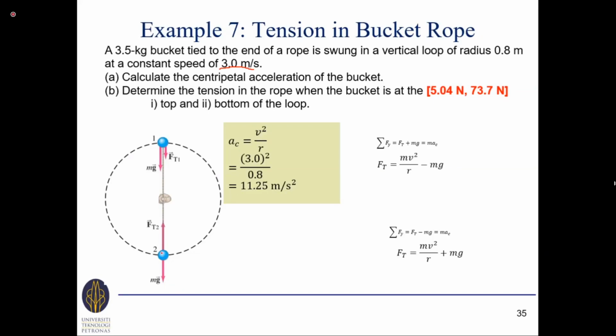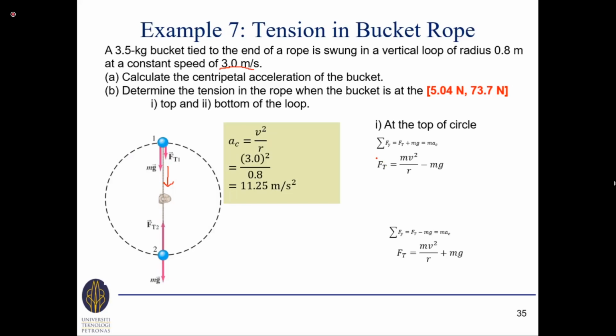At the bottom part, the tension is directed away from the object, so in this case it is directed upward, and the weight is directed downward. Let's calculate the top part first. At the top of the circle, you have Ft plus mg equals m a_c. Since the centripetal acceleration is in this direction, all the forces downward are taken as positive. Then make Ft the subject of the equation, so leave it on the left and bring everything to the right.